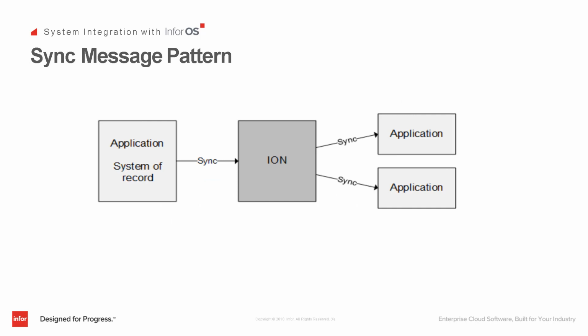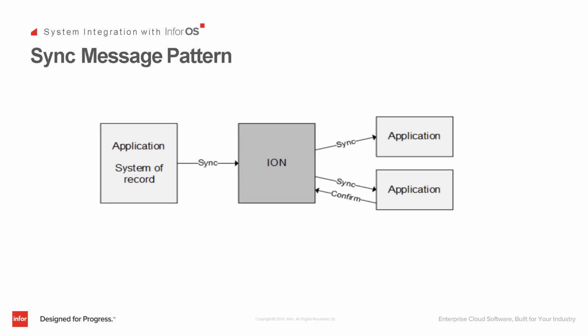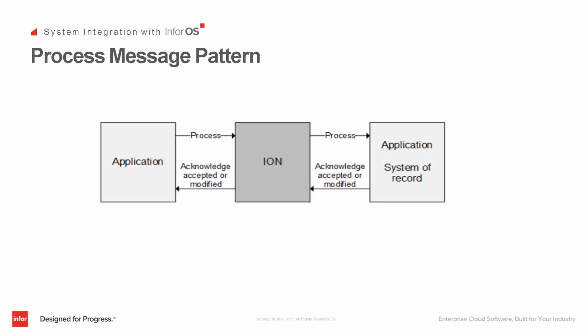So let's look at the pattern of how these messages flow through ION. So for example, in a sync, a system of record that's the master for some piece of data will send that BOD over to ION, and according to who is subscribed to that particular message, ION will sync that same message off to various applications. But if one of those applications has a problem processing the message, it'll send the confirm BOD back just to ION, and it's up to ION and the administrator to take care of that issue.